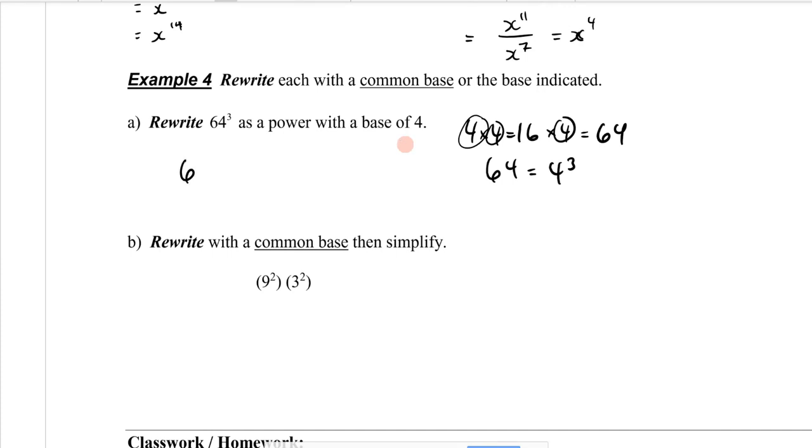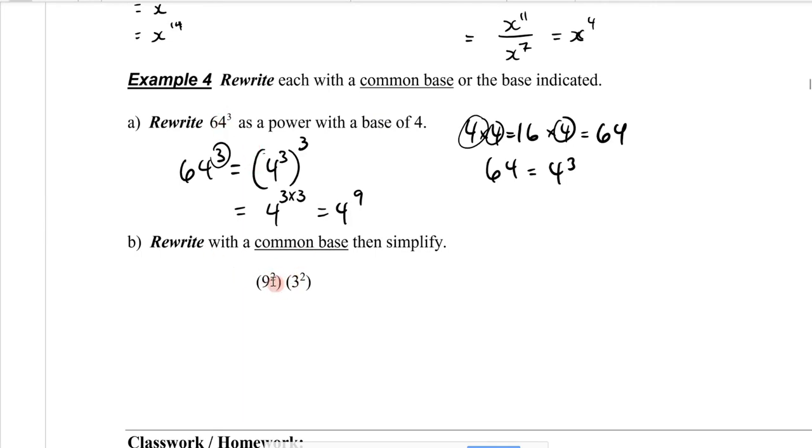So 64 can be written as 4 cubed. And don't forget, you still have the cubed there, so I'm going to write that there as well. So 4 cubed to the power of 3. And so if you have a power raised to a power, you can multiply the exponents. So I can simplify this to be 4 to the power of 3 times 3, which is 4 to the power of 9. And if you enter this result in your calculator, you'll get the same result as if you did 64 to the power of 3.